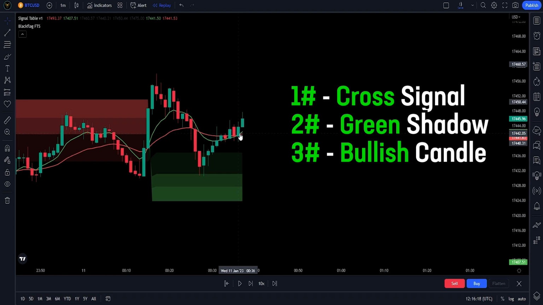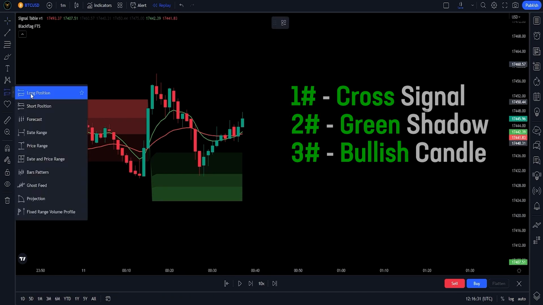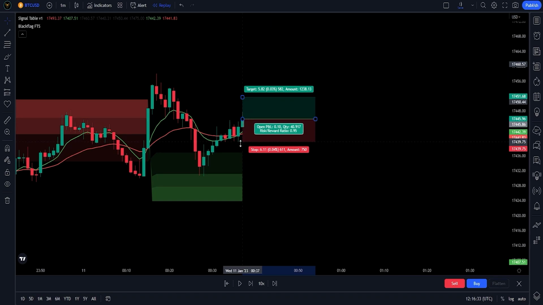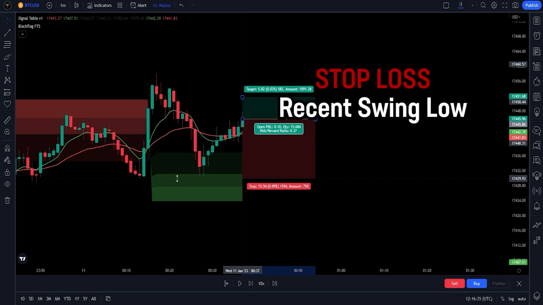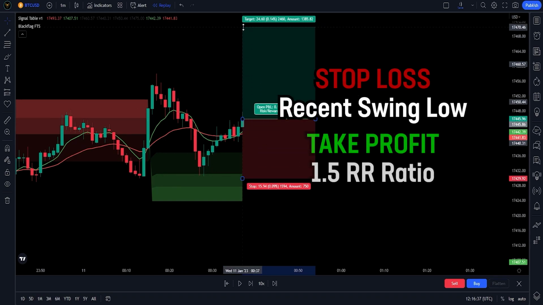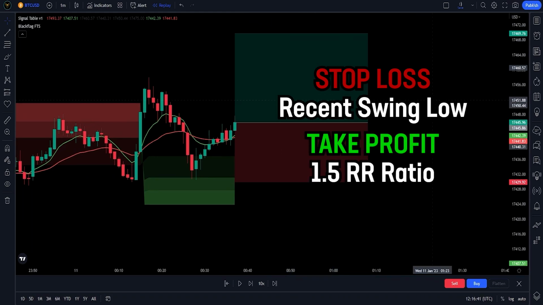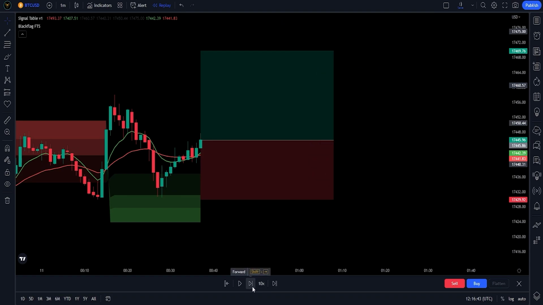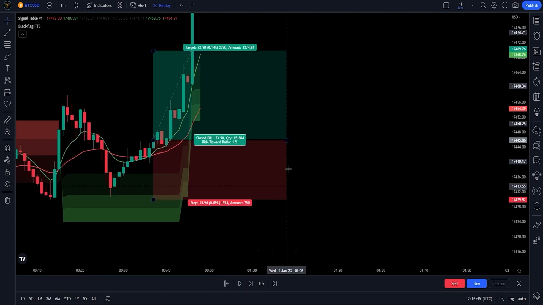As you can see, the candle right on top of the cross signal is bullish, but when it's not, we can also check the next 4 candles next to it, and if just one of these is green, then we have a third confirmation that we are in an uptrend. All 3 conditions are met, and we can confidently enter a long trade. Our stop loss will be placed at the recent swing low, and our risk to reward ratio will be set to 1.5. Now that everything is set, let's see how this plays out.